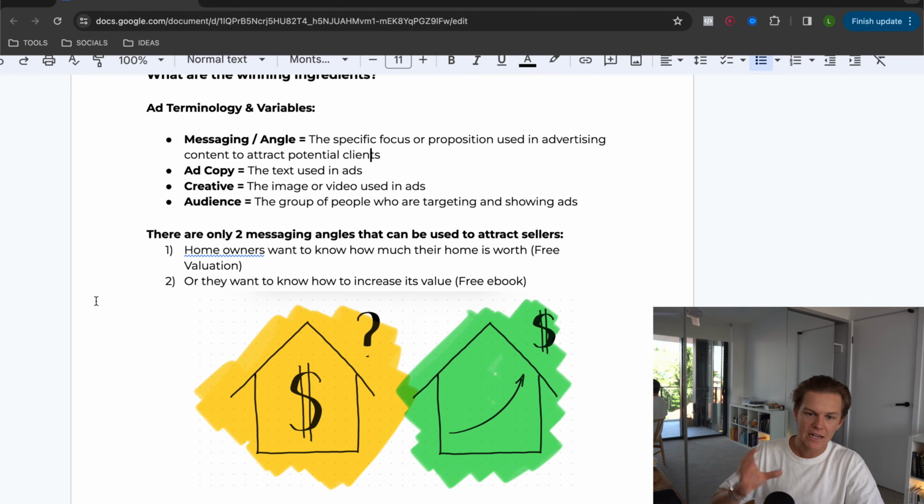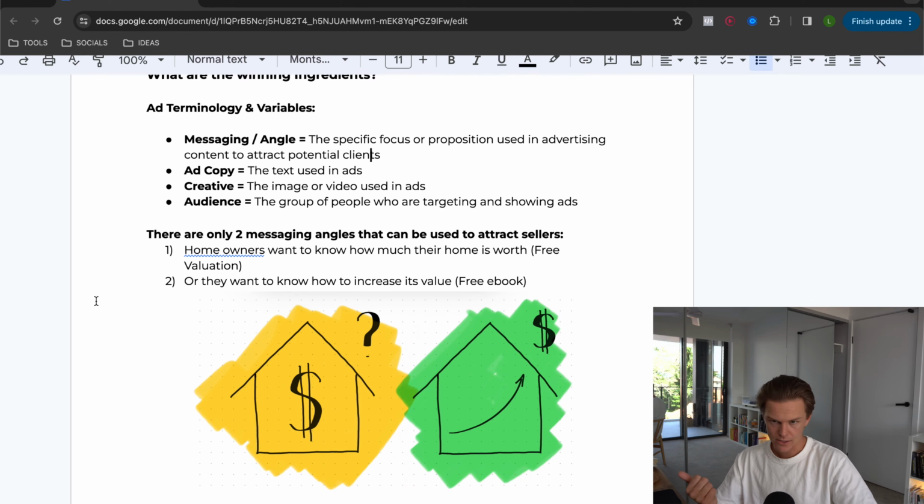And so there's many different versions of ways to promote a free home valuation. There's many different versions of ways to promote a free lead magnet that's going to teach someone how to increase the value of their property. We can do that in the format of video sales letters, which is something that we do, and give away a 15-20 minute free training.